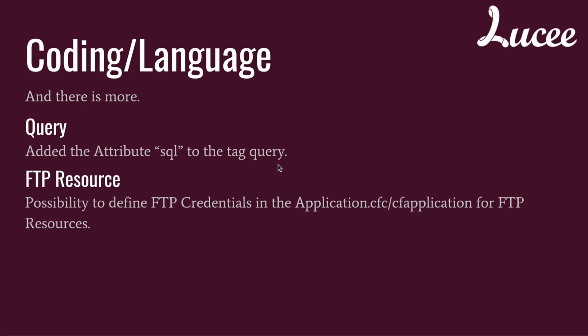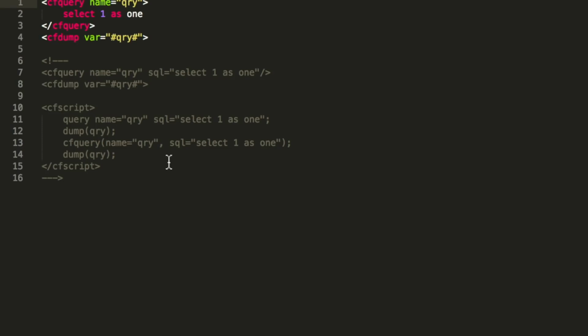The tag CFQuery has been part of ColdFusion since version 1, and it's still a very important tag. So we thought about how we could improve that tag without messing it up. And what we did is we added a new attribute called SQL, so that instead of passing the SQL in the body of the tag, you can pass it as a variable with the attribute SQL.